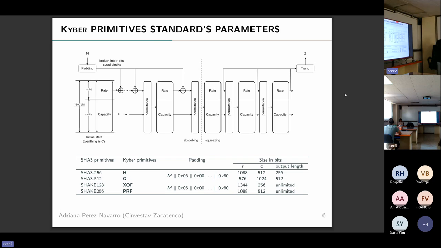This function has an input vector of 1600 bits, divided into rate and capacity. It is the entry for the permutation, and then we execute the permutation that we'll see in the next slide. This function is divided in two phases: the absorbing phase, processing all the entry, and the squeezing phase, which produces the output.